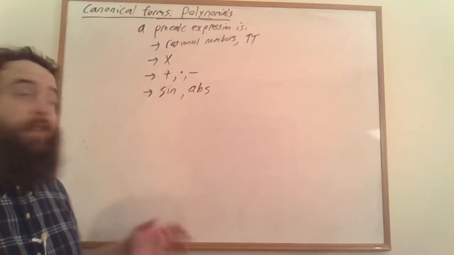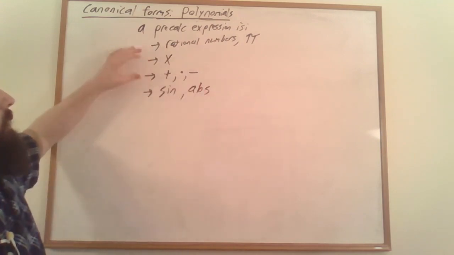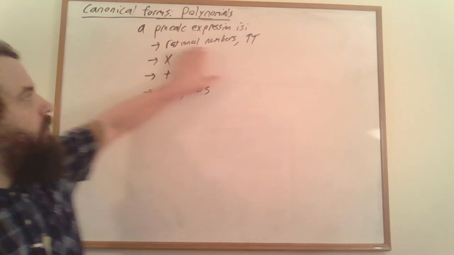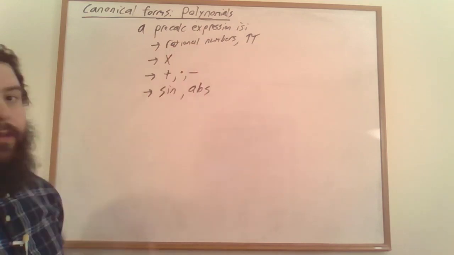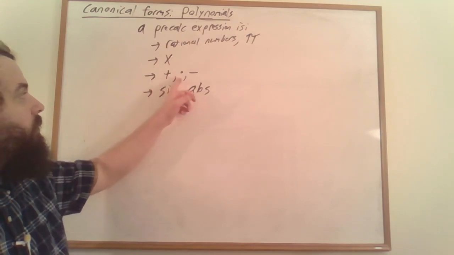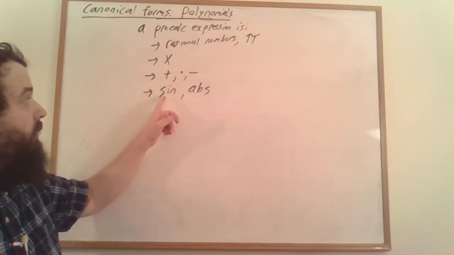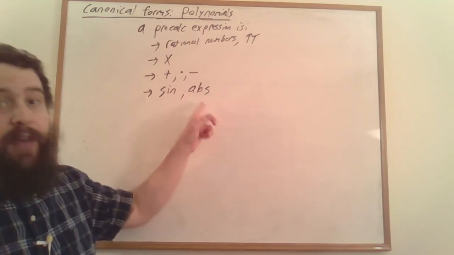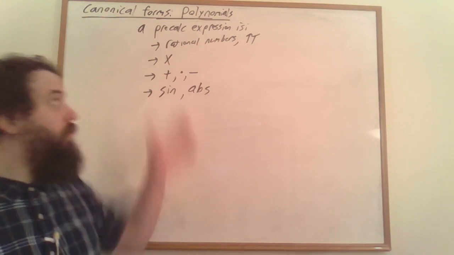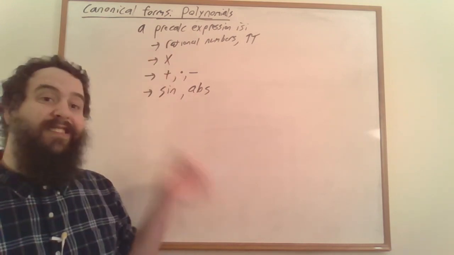I'll call an expression a precalculus expression if it can be built up starting from atomic expressions that are rational numbers, pi, or the variable x, and then build it up using addition, multiplication, subtraction, and negation, and then also the functions sine and absolute value. And it's actually a known result that determining if two precalc expressions are equivalent to each other is undecidable.